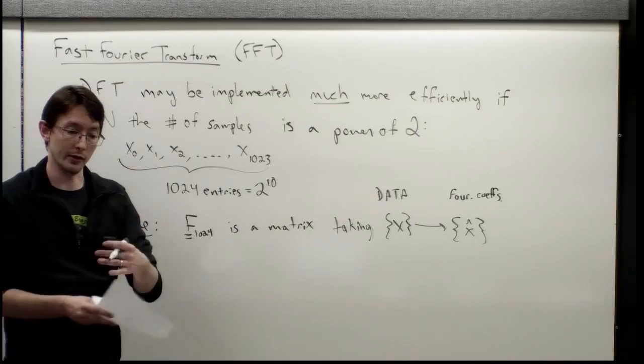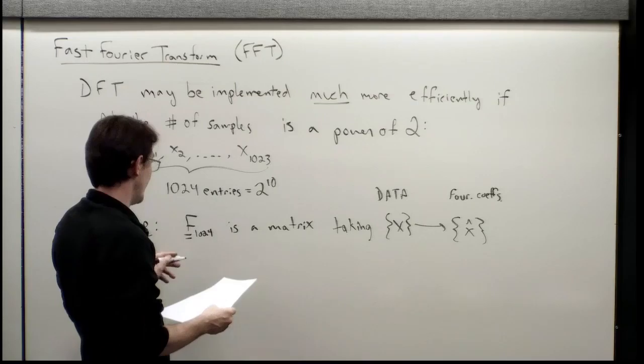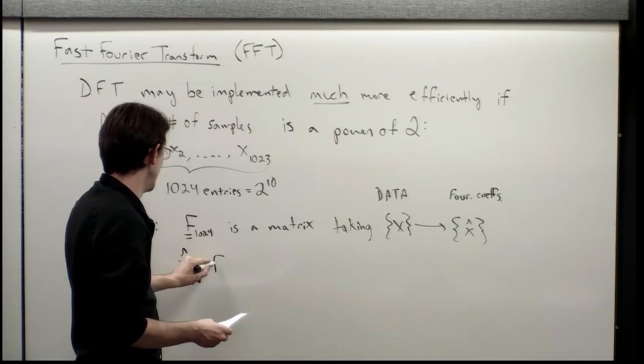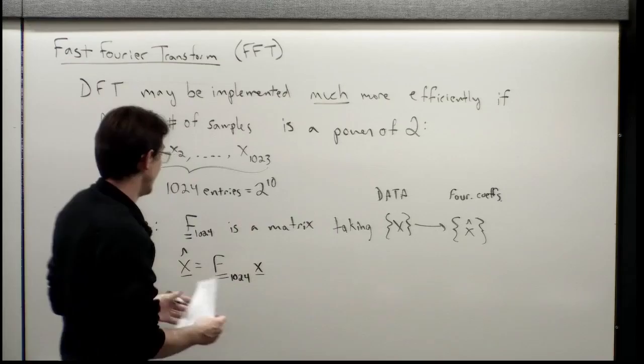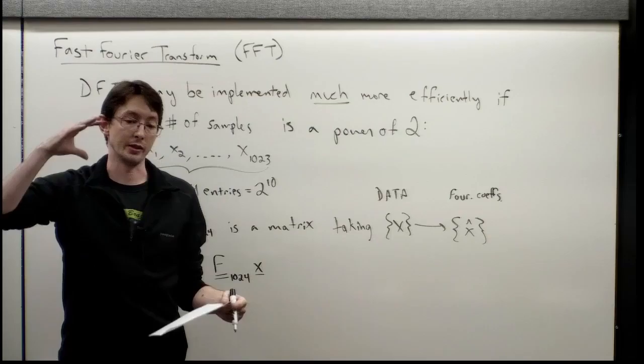So we write that this vector x hat of Fourier coefficients is equal to this big 1024 matrix times my data. This is a 1024 by 1024 matrix, which means it has just over a million entries. That's a lot of entries, right?